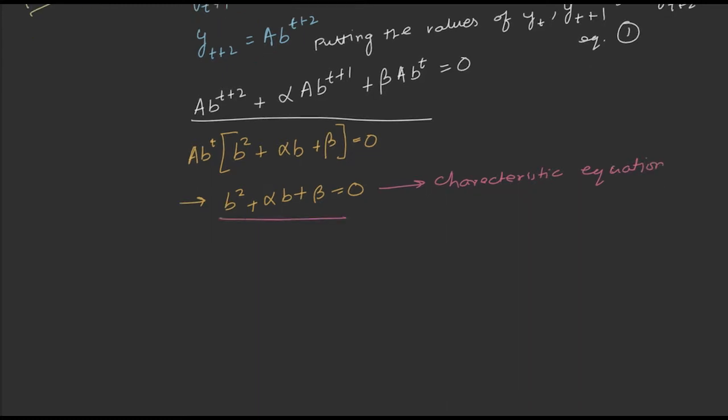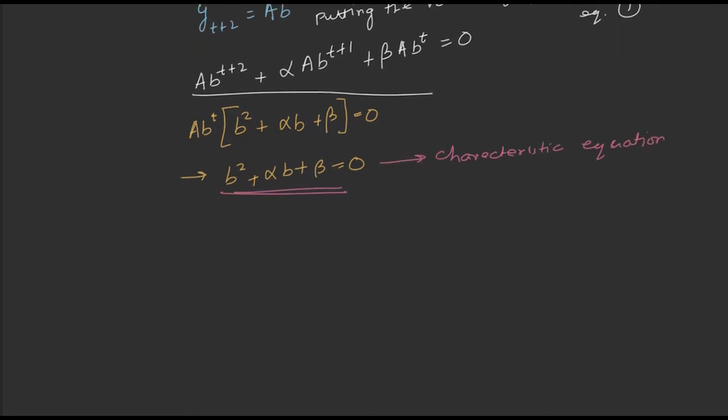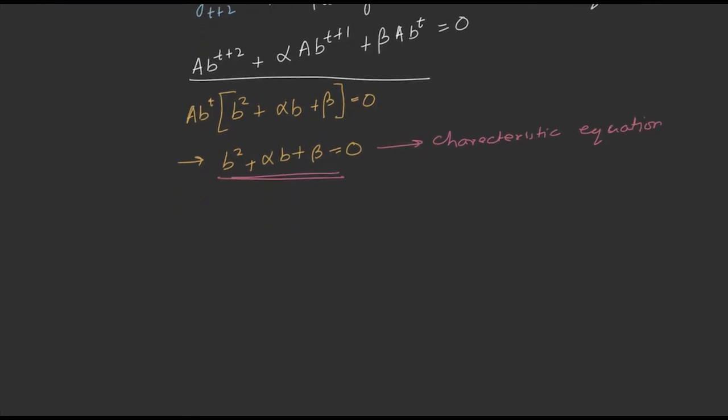This equation is called the characteristic equation. Now we need to find the value of b. We learned this in class 10 or so, the quadratic formula. So how do we find the value of b? b equals minus b plus or minus root over b square minus 4ac, by 2.